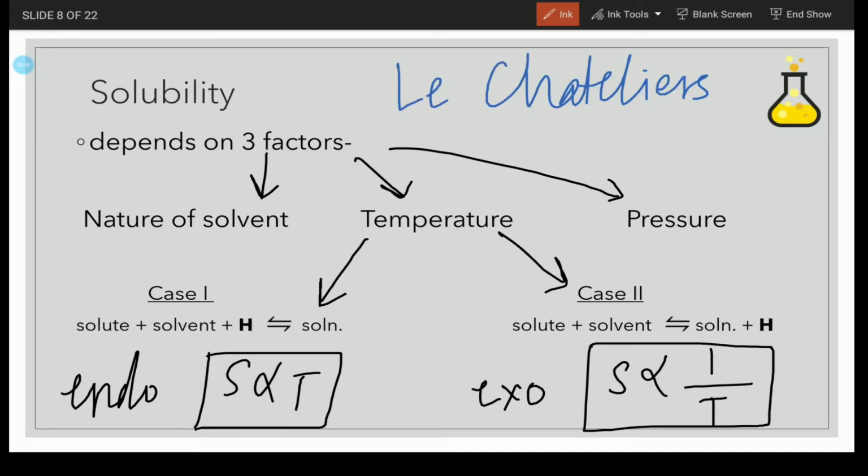In case 1, the heat involved is on the left hand side of the equilibrium. So increasing the temperature will drive the equilibrium forward, that is, increasing the solubility. In case 2, the heat is involved on the right hand side of the equation. Hence, increasing the temperature will drive the reaction backwards, hence decreasing the solubility.